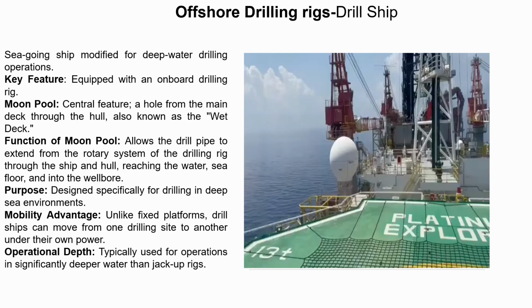A drill ship is a ship specially modified for deepwater or ultra-deepwater drilling. Its most distinctive feature is the moon pool, which is an opening through the center of the ship that allows the drill string to pass through the hull into the sea and down to the seabed. Drill ships are highly mobile because they can move under their own power from one location to another. This makes them especially valuable for remote or frontier offshore exploration.